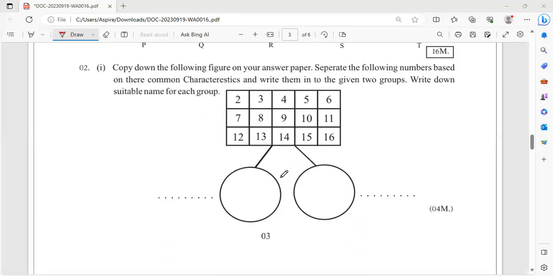Okay. Did you separate this? When you do this separation, you have to write each and every number in at least one circle.